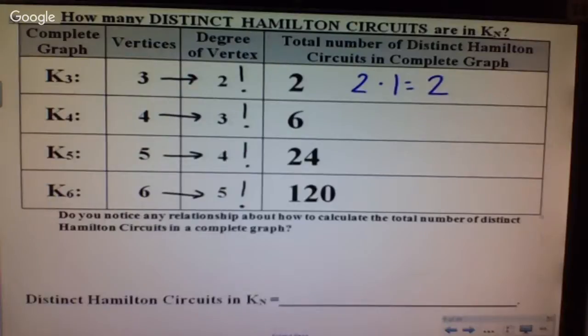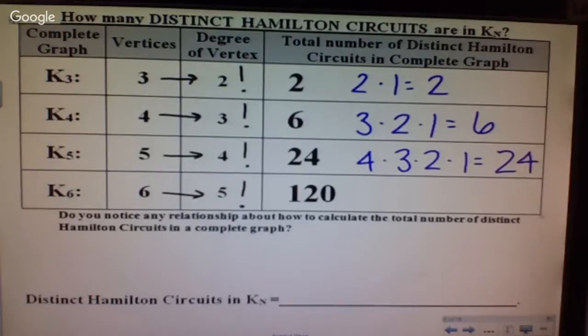In case of 4, my degree is 3. So I start at 3 times 2 times 1, 6. Case of 5 means I have 5 vertices, which means they each have a degree of 4. So 4 times 3 times 2 times 1, 24. And finally, if I have a complete graph of 6 vertices, that means they each have a degree of 5. So I would start 5 times 4 times 3 times 2 times 1, which is 120.